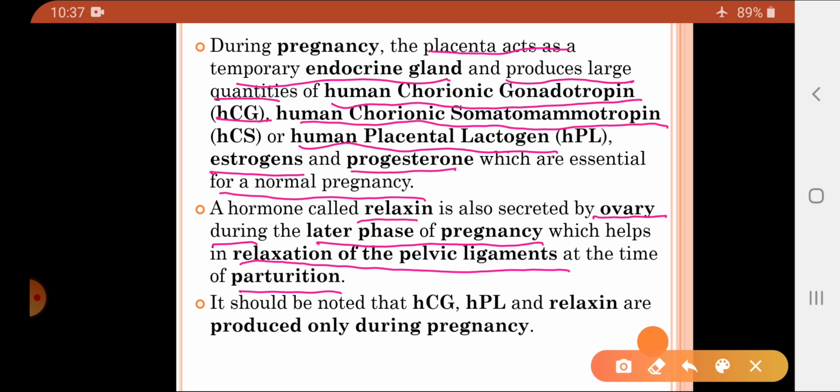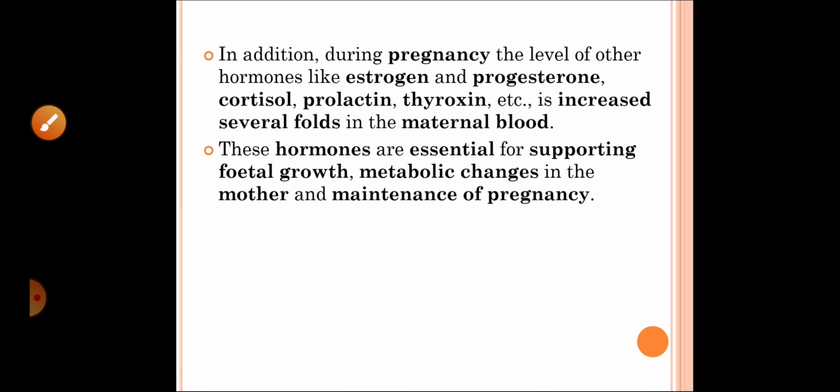Now students, we need to keep in mind that HCG, HPL and relaxin are hormones which are produced only during pregnancy. If a woman is not pregnant, then these hormones are not secreted at all. They are secreted only at the time of pregnancy. And that is the reason HCG and HPL, which are secreted during the early phases of pregnancy, are the hormones used to detect whether the female is pregnant or not.